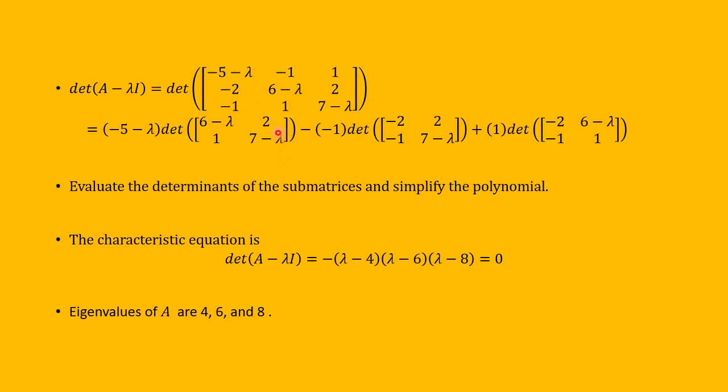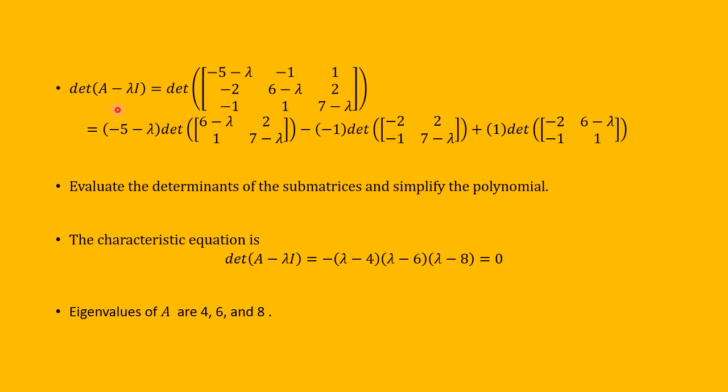Then evaluate the determinants of these 2 by 2 submatrices. That's easy. It's the product of the terms on the main diagonal minus the product of the terms on the second diagonal. Simplify the polynomial that you get. It's a polynomial in the variable lambda.